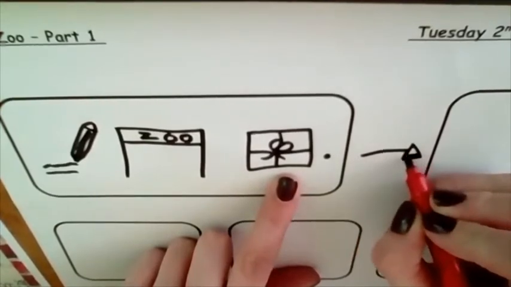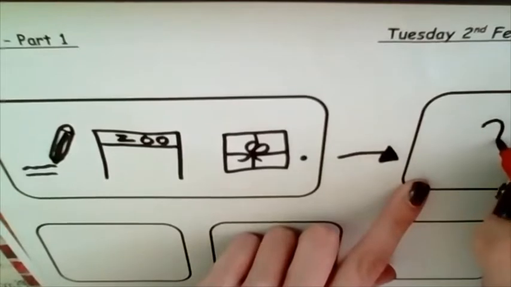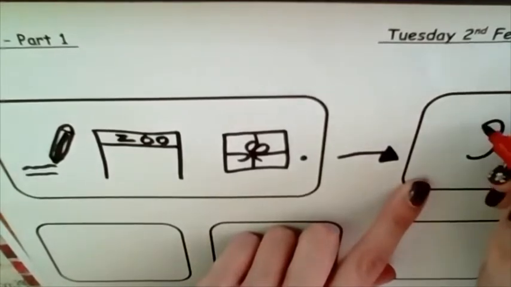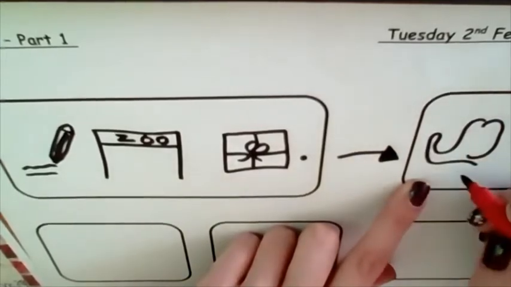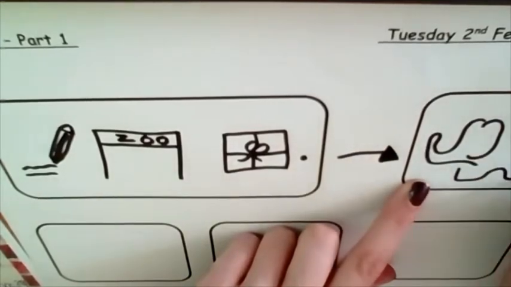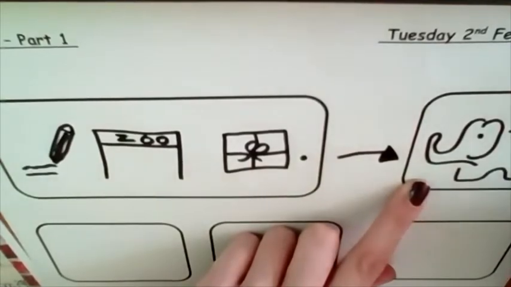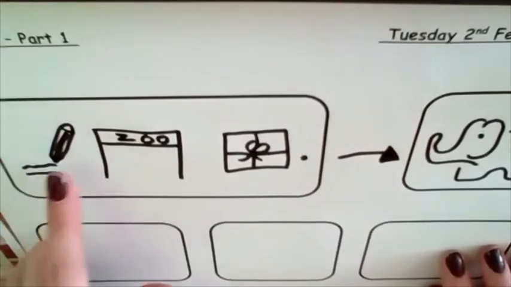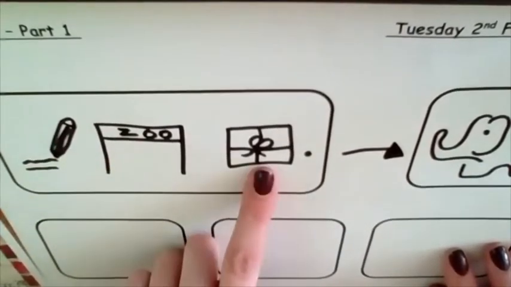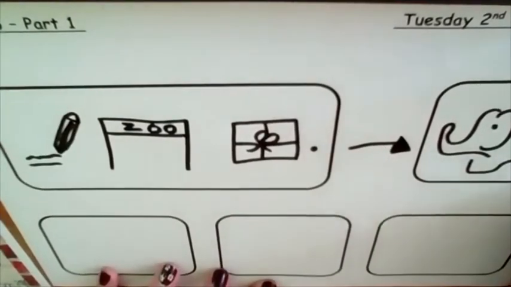Arrow. They sent me an elephant. So I start off with this big ear. I go around for his big trunk. And then a big body. Don't forget his eye and a little tail. Full stop. So, dear zoo, I wrote to the zoo to send me a pet. They sent me an elephant.